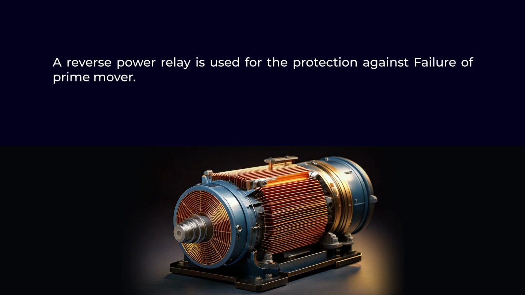Now, to handle abnormal conditions like failure of the prime mover, a reverse power relay is used to detect it, since there is a change in the direction of flow of power over the full power factor range.